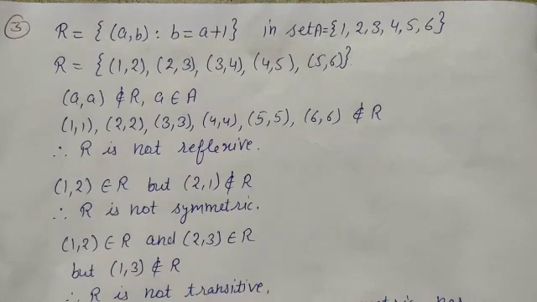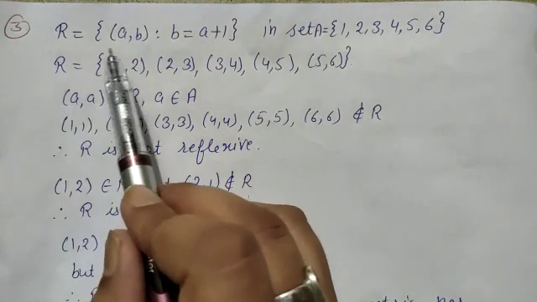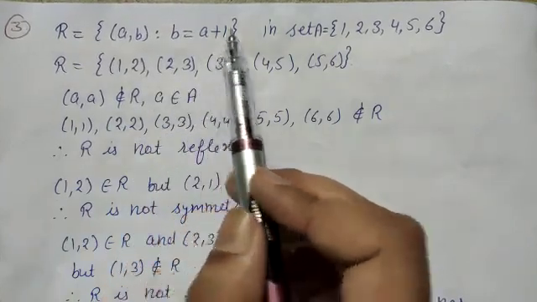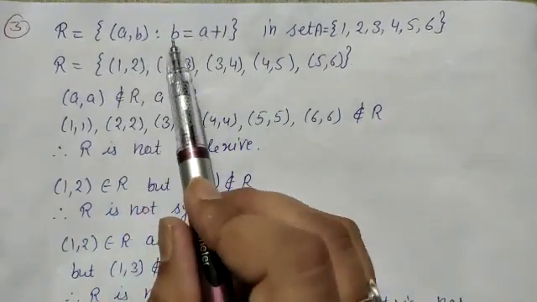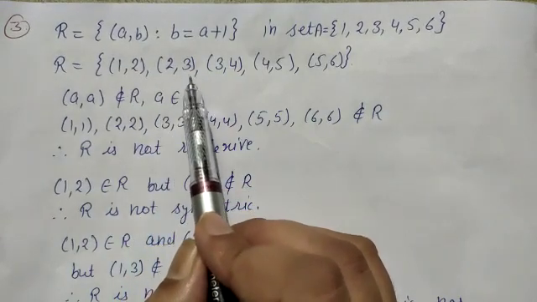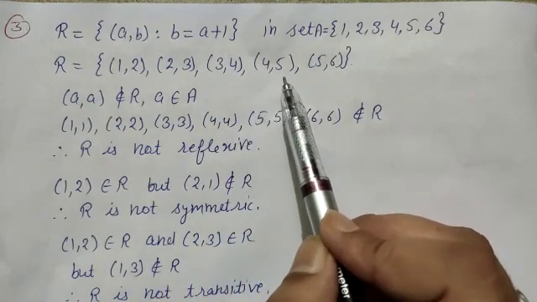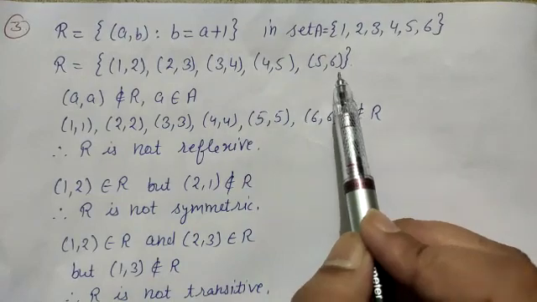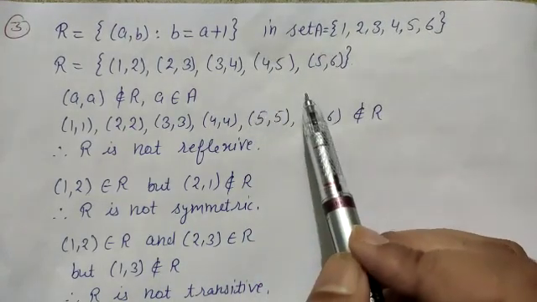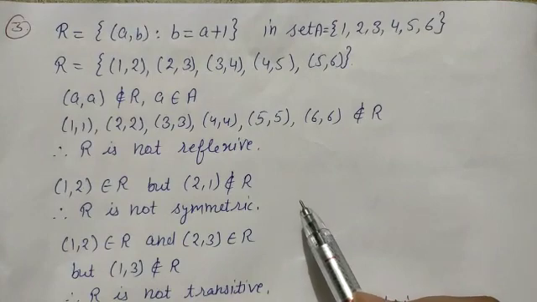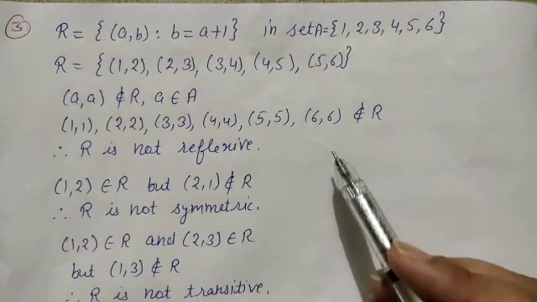Next, question third is: check whether the relation R defined in the set {1, 2, 3, 4, 5, 6} as R equals to {(a, b) such that b equals to a plus 1} is reflexive, symmetric or transitive. Relation is (a, b) such that b equals to a plus 1. When we put a equals to 1, then b equals to 2. When a equals to 2, then b equals to 3. When a equals to 3, then b equals to 4. When a equals to 4, then b equals to 5. And when a equals to 5, then b equals to 6. We cannot put a equals to 6 here because then b equals to 7, and 7 does not belong to set A.